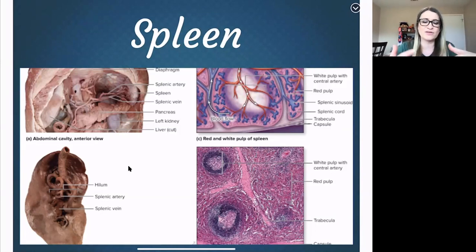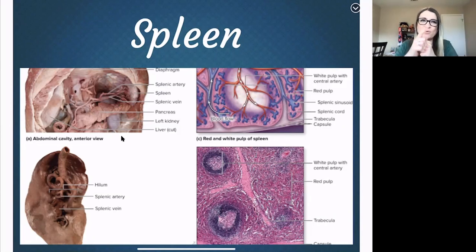So since spleen filters blood, the blood flow through the spleen is very important. Blood comes into the spleen through that splenic artery, then it will branch into smaller and smaller arteries, and ultimately you're going to have what we call a central artery, and this central artery will run through the white pulp. You can see on the diagram there on part image C on your screen, the kind of whitish oval. That's your white pulp. And then you would have a central artery running through it.